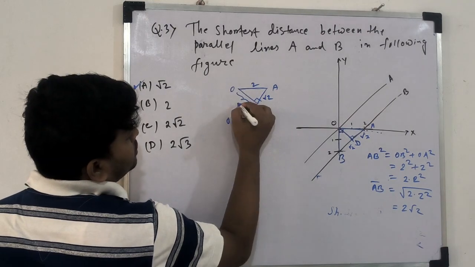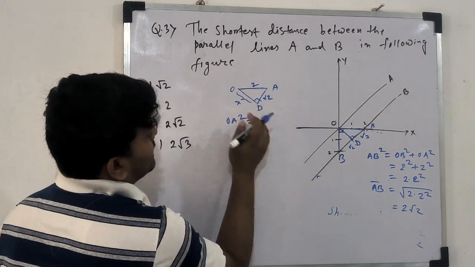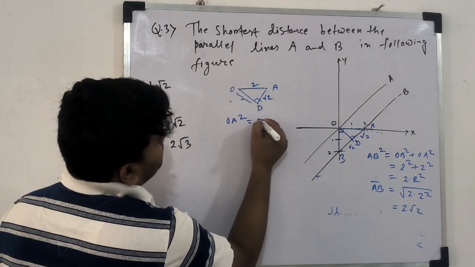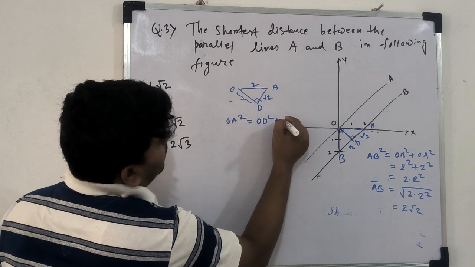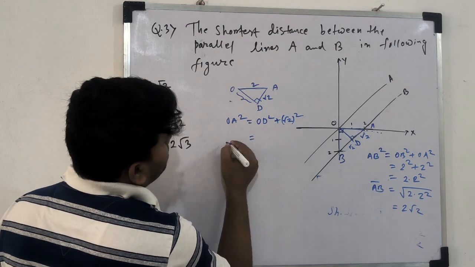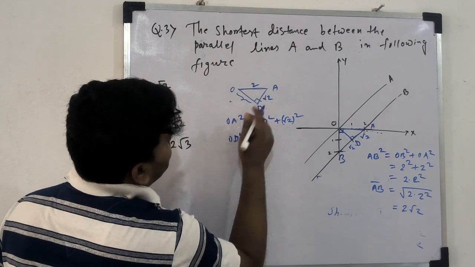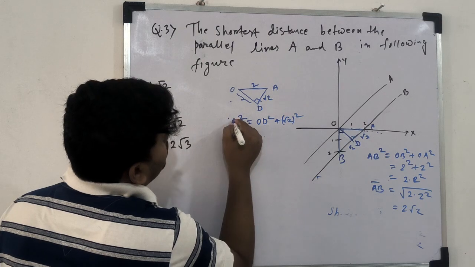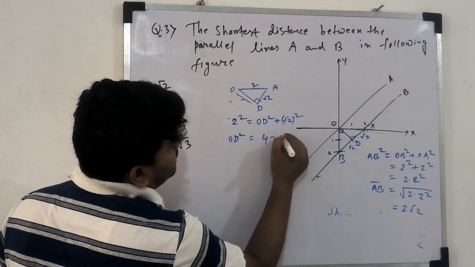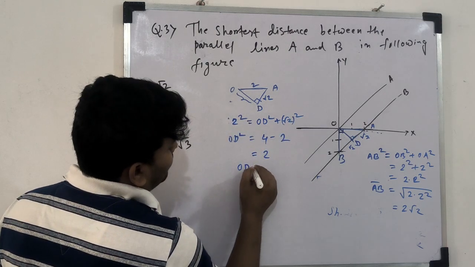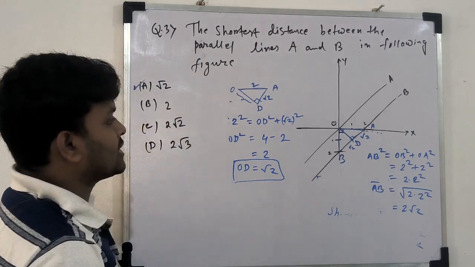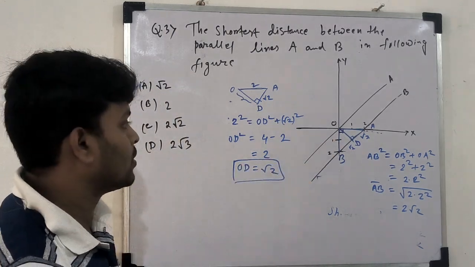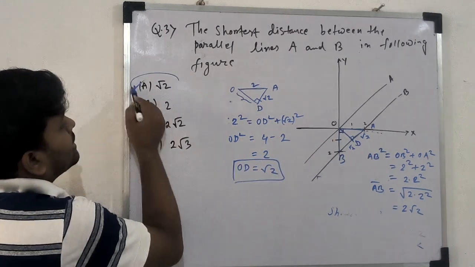Now we apply this: take this as x, or you can take OD square plus root 2 square equals OA square. Therefore OD square will be OA square, that is 2 square, that is 4, minus 2, so therefore 2, therefore OD equals root 2. So you can apply this Pythagoras rule to solve this problem also. The ultimate answer will be root 2.